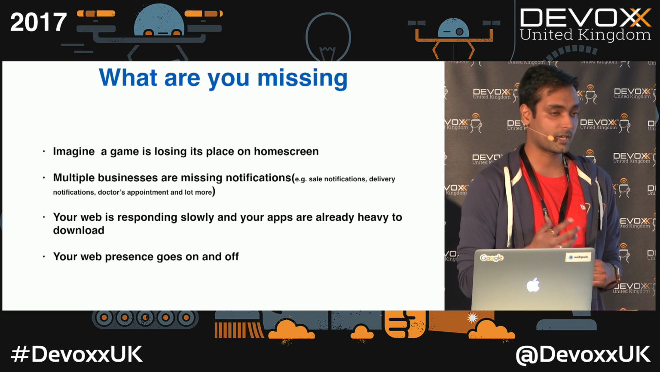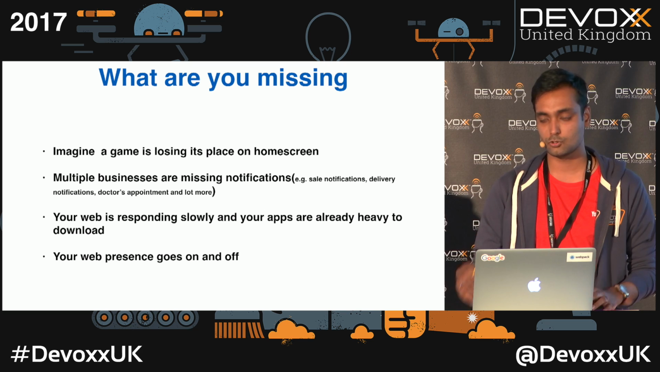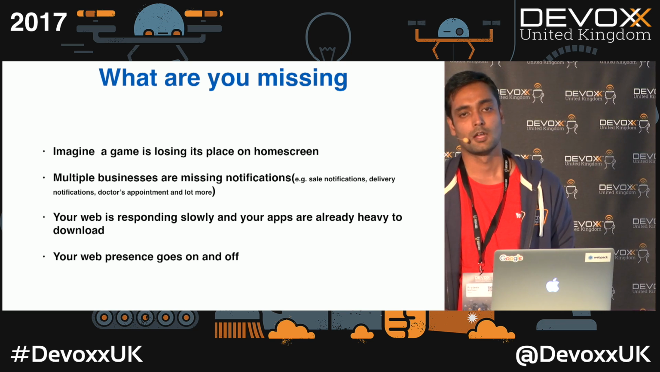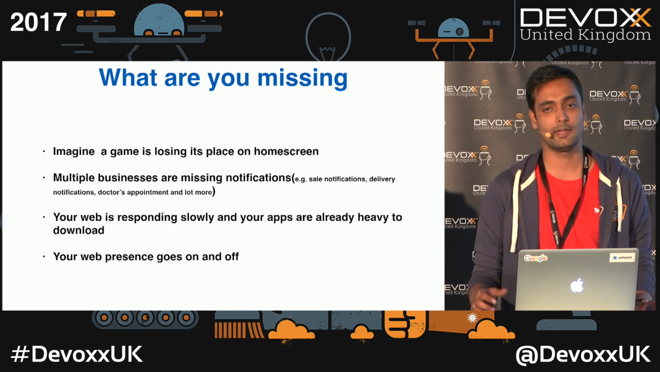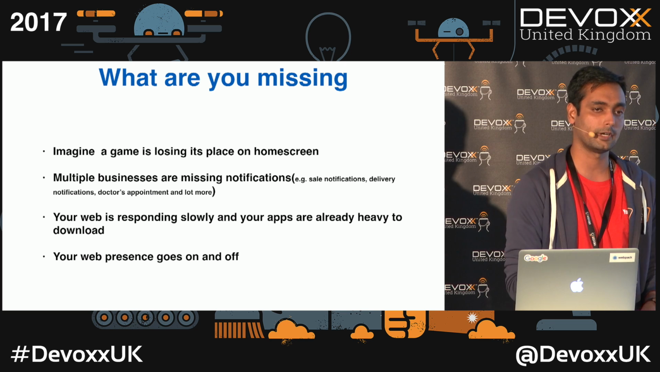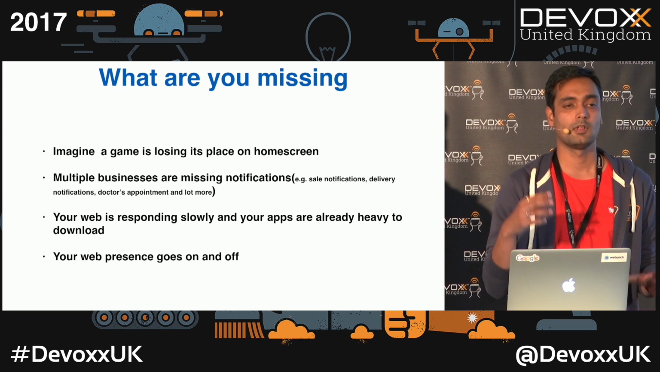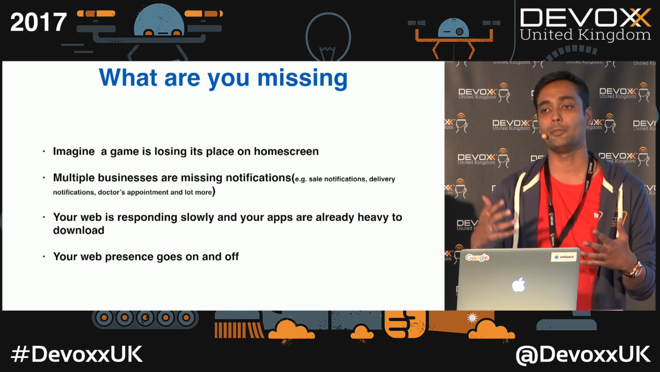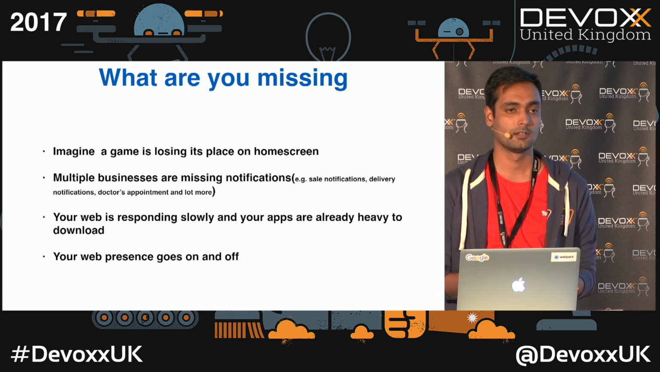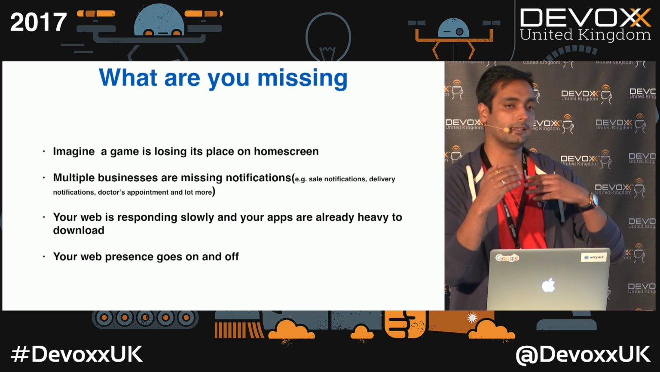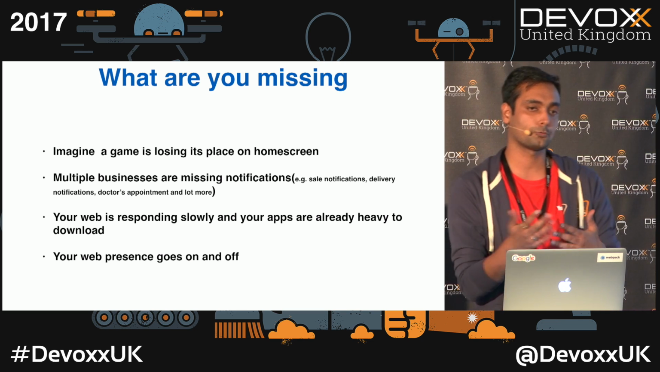Fourth thing, your web presence goes on and off. I'm pretty sure a lot of us have already witnessed this. If you are traveling in a metro or on an airplane, the chances are really high that you will lose your network. And at that point, if your website is a conventional website, your users will not be able to access any kind of data, because with a conventional website, you need to connect to the internet, send HTTP requests, and then the response will come.